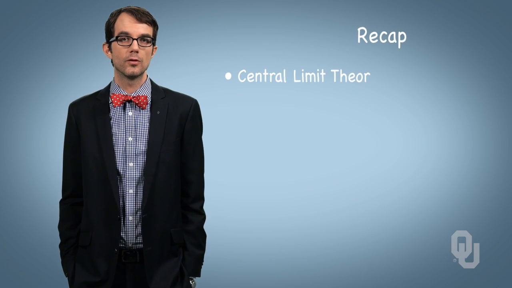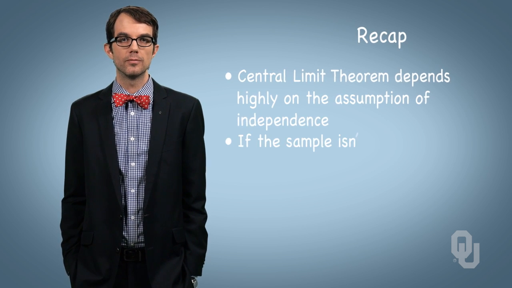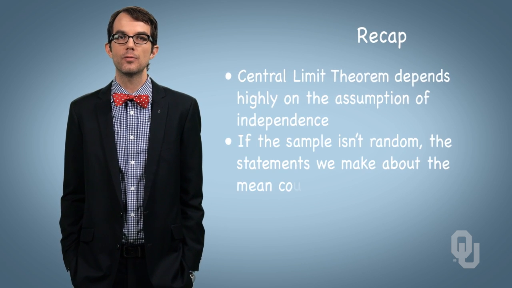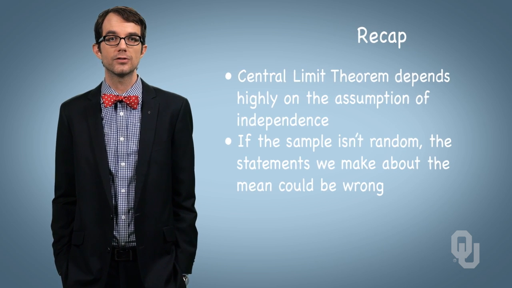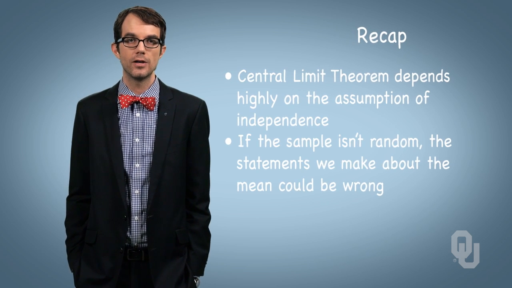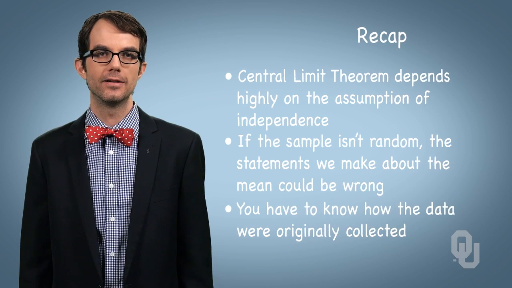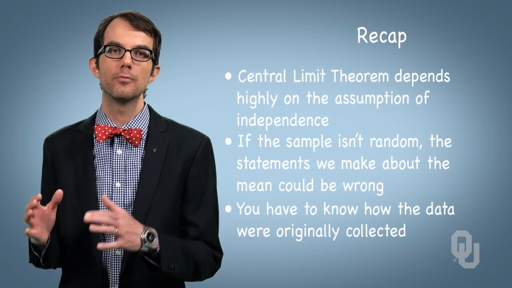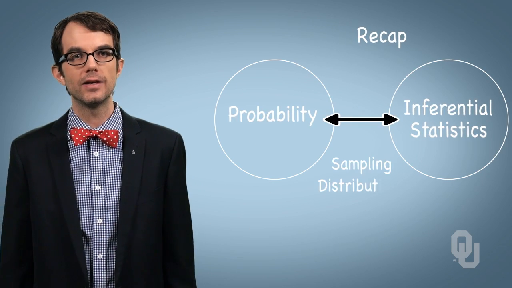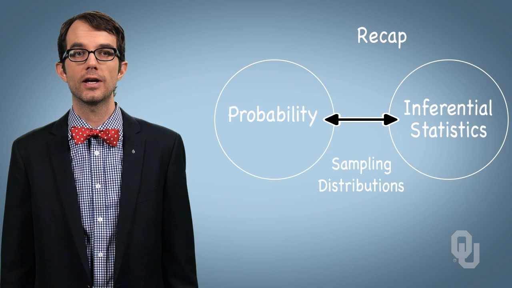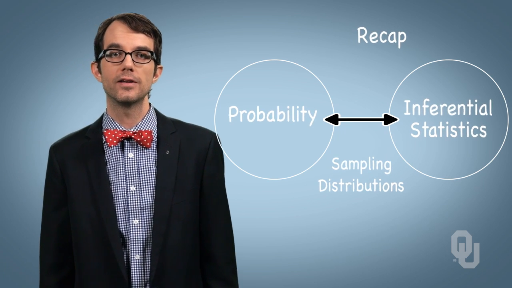The central limit theorem depends highly on the assumption of independence. If the sample isn't random, the statements we try to make about the sample mean could be wrong. Unfortunately, it's somewhat true that you can't just check this in the data after the fact. You have to know about how the data were collected originally. Again, this unit bridges the gap between probability and inferential statistics. Knowing that the sample mean is a random variable helps us in drawing inferences about a population based on a sample. We'll talk more about this in the next unit.